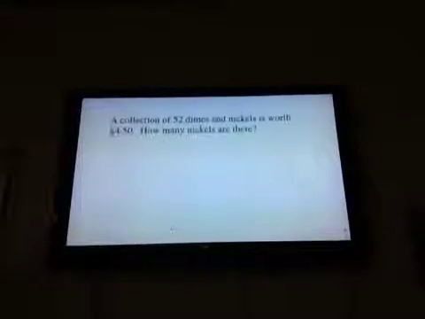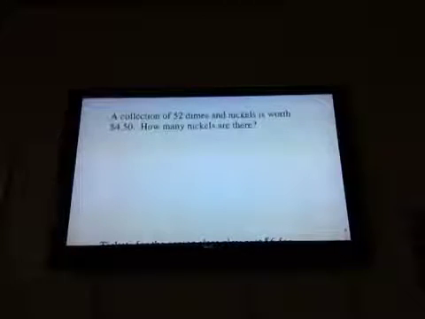Okay, two more. And guess what? They work like the one I just did. A collection of 52 dimes and nickels is worth $4.50. How many nickels are there? Looks like nickels.